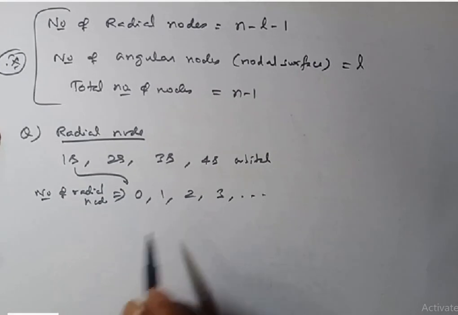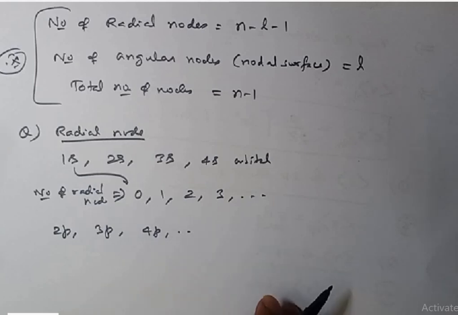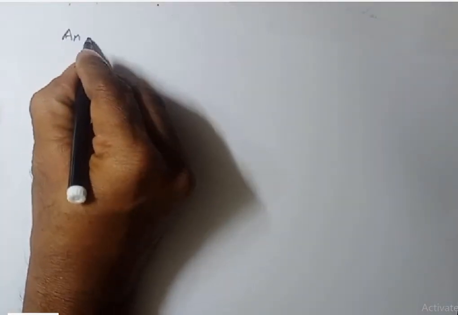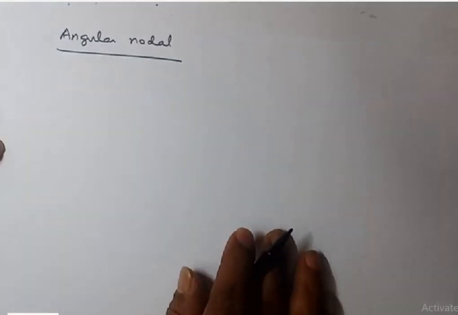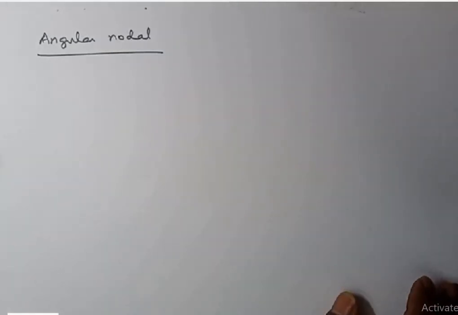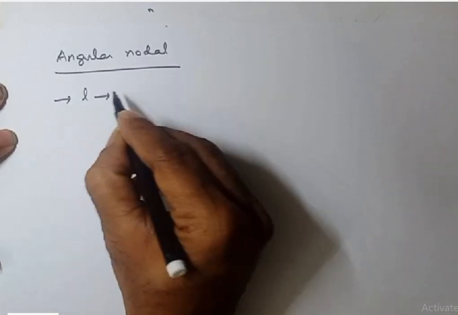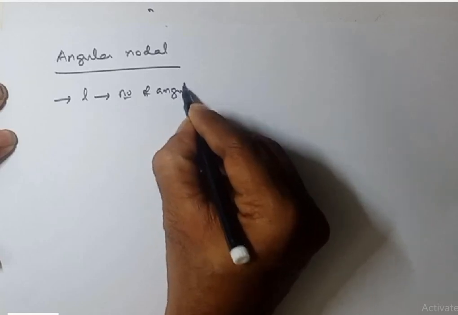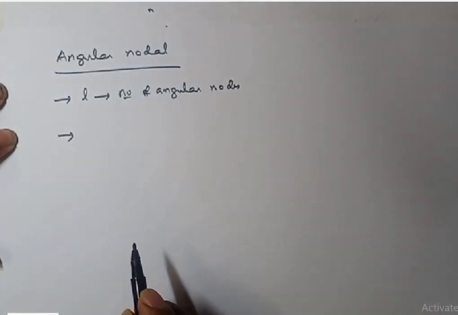Calculate the number of radial nodes in 2p, 3p and 4p orbitals. Yes, do it. What are angular nodes? Angular nodes are nothing but nodal surfaces, the surface where the probability of finding the electron is 0. Directly, listen, the L value will give the number of angular nodes.